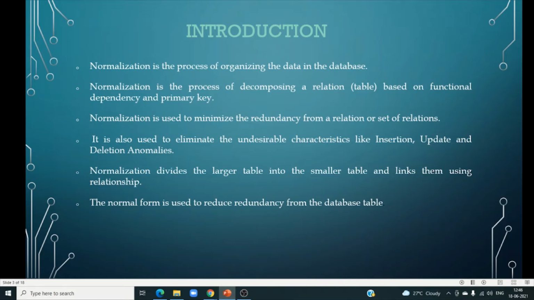Okay, we know that normalization is used to minimize redundancy. What is the meaning of redundancy? Repetition of data. In some situations there may be a possibility of repetition of data. What is the meaning of that? Some columns may be repeatedly existing in multiple tables. To avoid those types of problems, we have to decompose. We have to normalize the tables. Normalization can be performed by using the different normal forms.